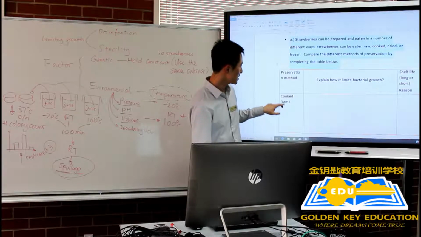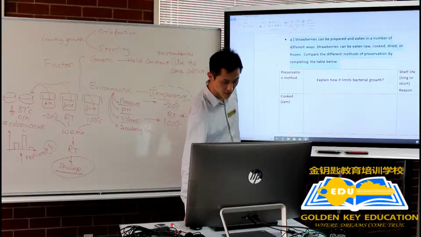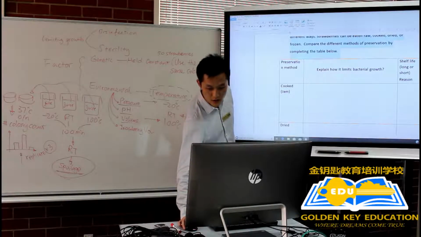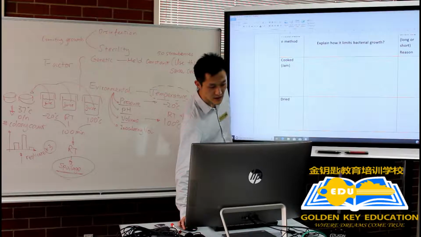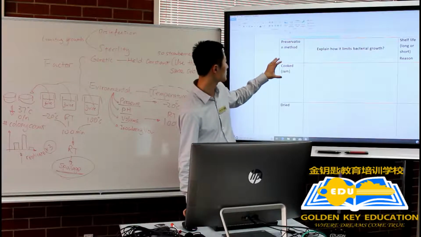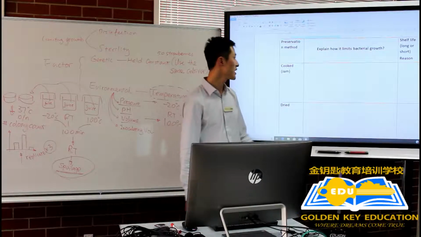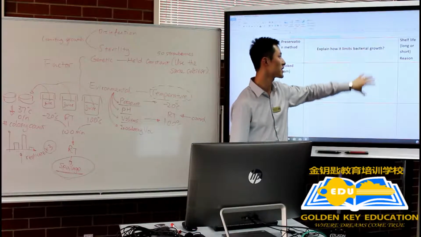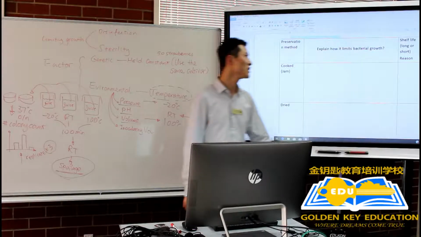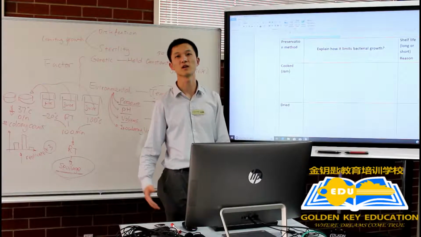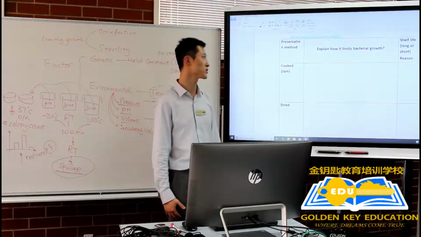Okay, so in the context of this question, there's a table you need to fill up. Basically, it's been given some preservation techniques, either cooked or dried, and you explain how it's going to limit the bacterial growth and eventually extend the shelf life. What do you expect? Is it going to be a longer shelf life or a shorter shelf life?